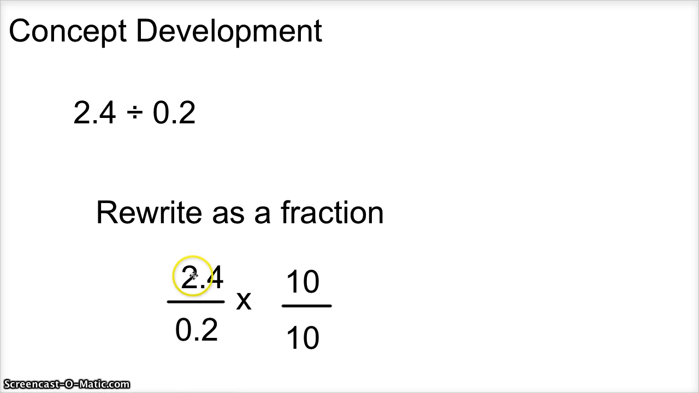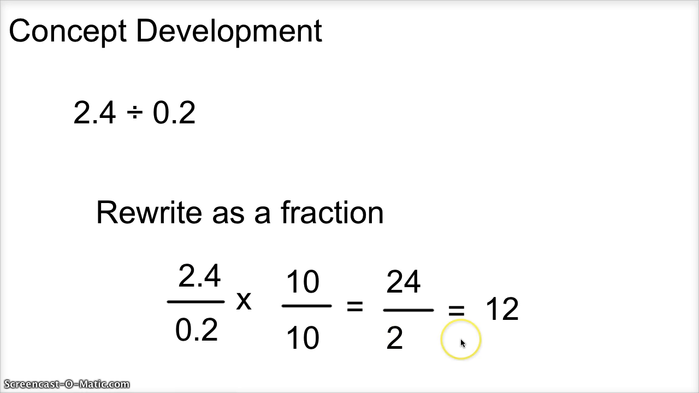So when I do 2.4 times 10, I get 24. And when I do 2/10 times 10, I get 2. It gets rid of the decimal in both places. So I'm moving that over 1, moving that over 1. And then I get 24 divided by 2. And 24 divided by 2 is 12. And that's how I solve these problems.